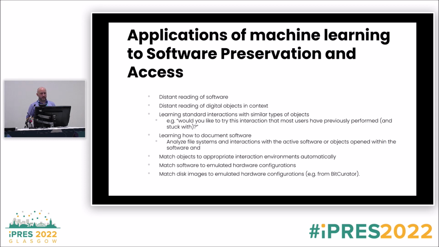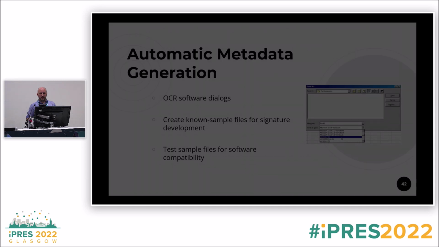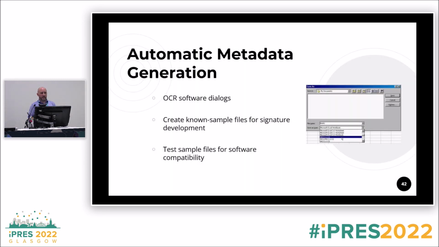A couple of the things that we want to do with this are automatic metadata generation. So load up the computer, go to save a file, do an OCR of the save as file types, and then save that information as metadata for that software. Instead of having to manually identify all the formats that a piece of software is compatible with, we can do that automatically by doing this automation on every application. We can do that for the open and the save parameters.